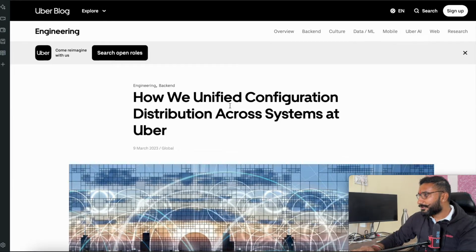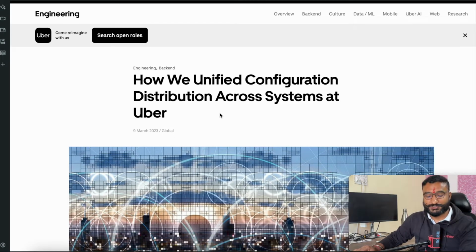So let's start our discussion, which is based on one of the Uber engineering blogs, which is how we unified configuration distribution across systems at Uber. As we mentioned, how the distribution is unified: earlier, there were multiple clients who were pulling for those configurations, and now they have a single system which is responsible for storing these configurations and then distributing them.